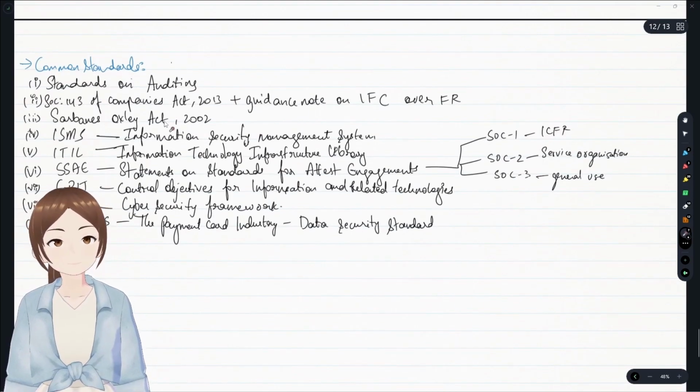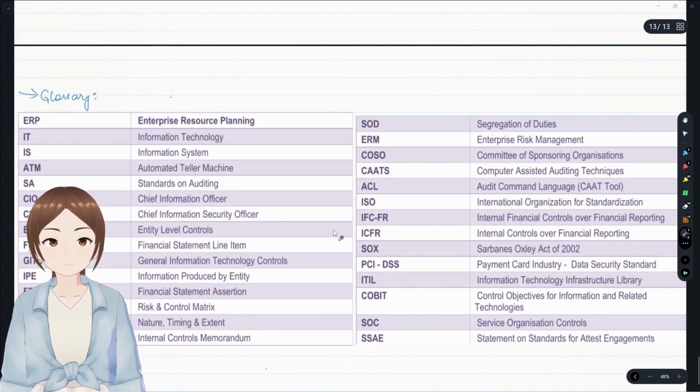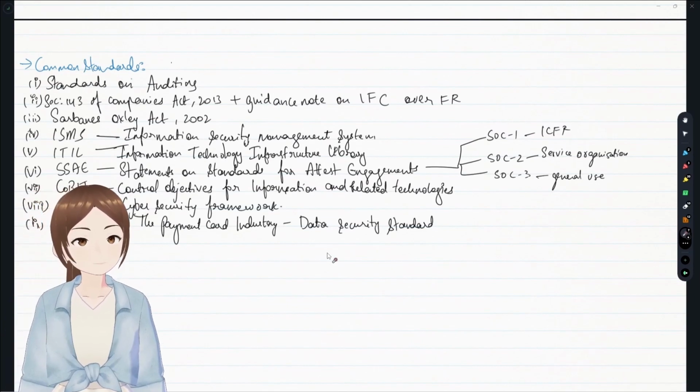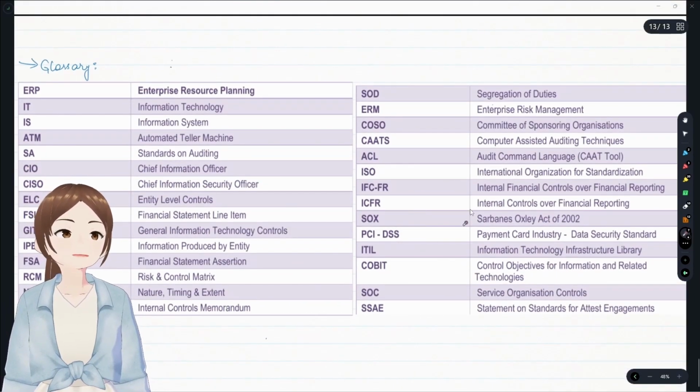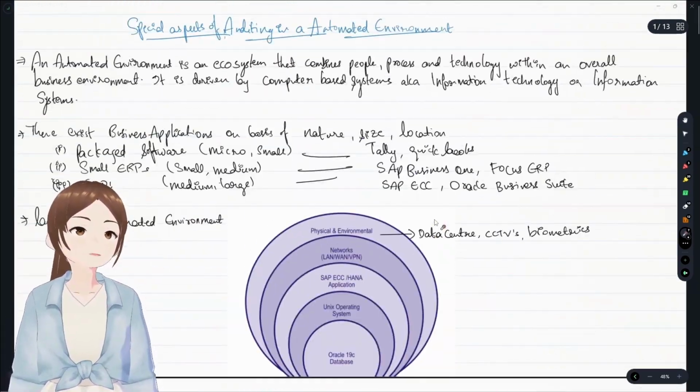Here is a glossary that we could look into. Just 2-3 days, 10 minutes a day, could grab all this. And that's it for today, and that's it for the topic.